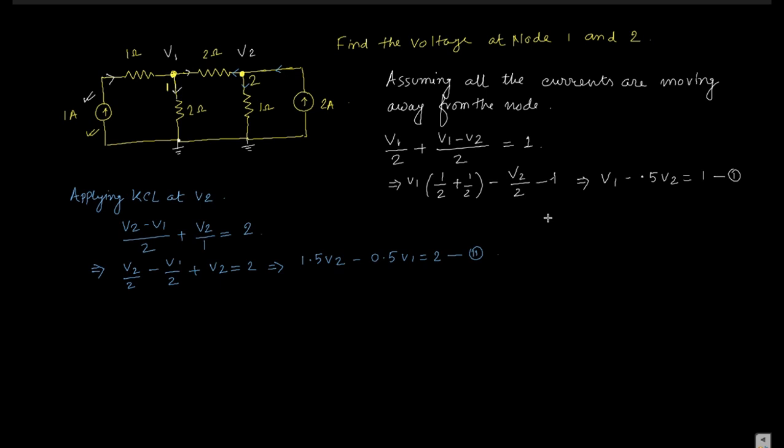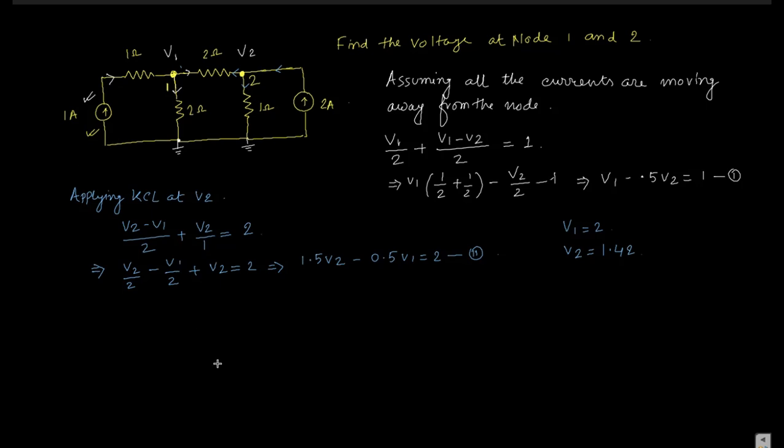Sir, V1 is equal to 2, and V2 is equal to 1.42. Okay, so here the voltage across this is 2 and the voltage across this is 1.42. This is the solution of this numerical.